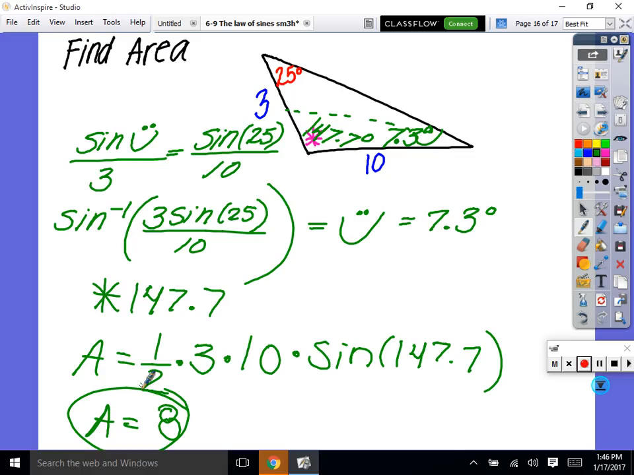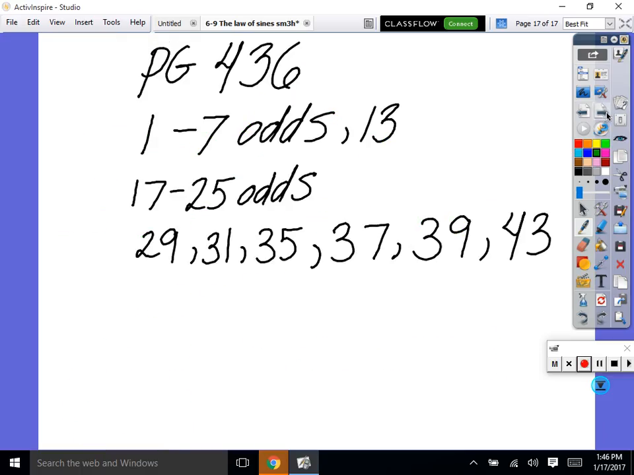Pretty easy. Okay. Cool. So go to page 436. You're doing 1 through 7 odds, 13, 17 through 25 odds. And then those.